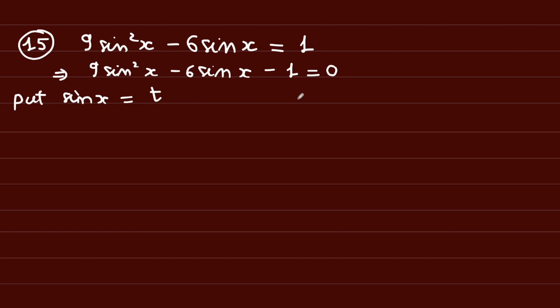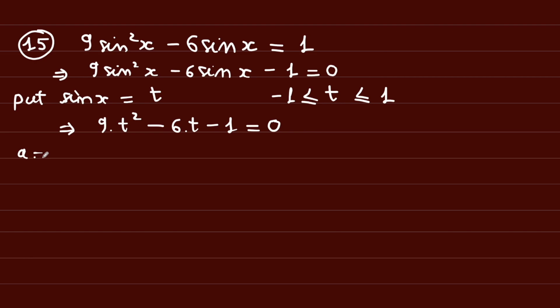About the t here, you need to know the interval domain for t: -1 less than or equal to t less than or equal to 1. Yep. And after you set up the value t equal to sine x, the new form of this equation will be 9t squared minus 6 times t minus 1 equal to 0.